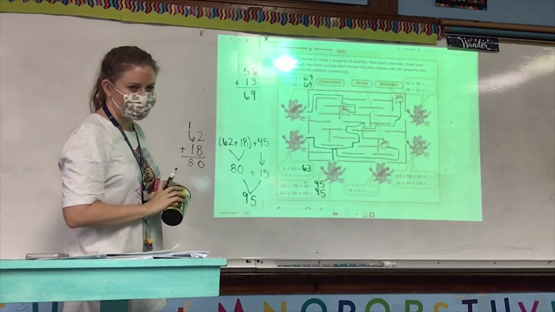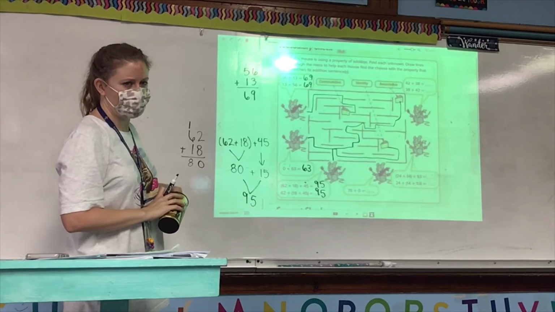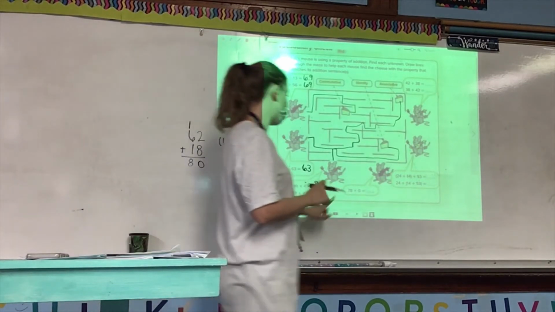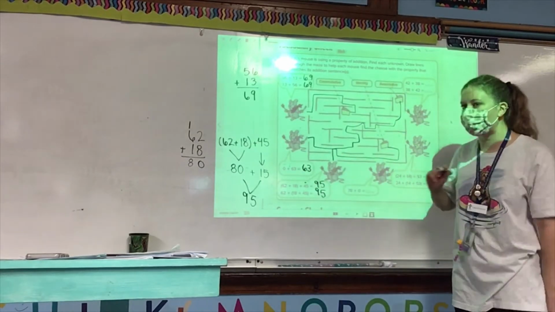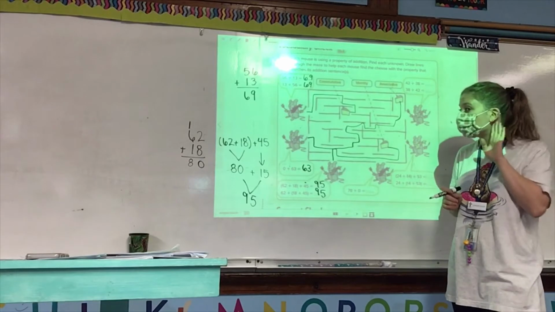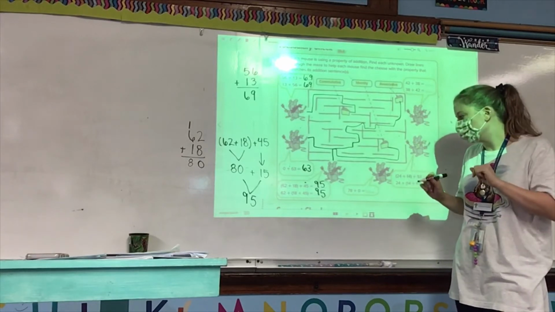Okay. The mouse with the, is it purple? Yes. Purple bib, Kingston. We have 78 plus 0. Do we have to show work for that? No. What is the answer?